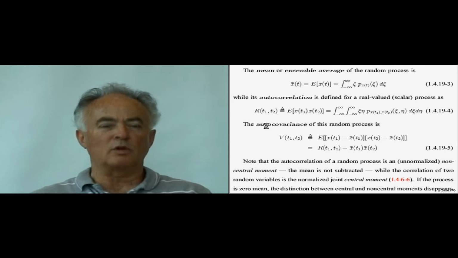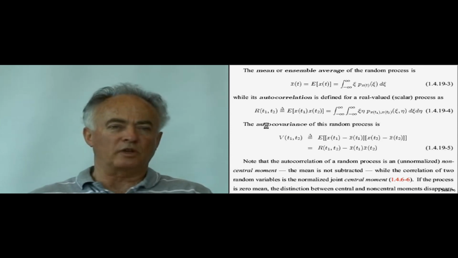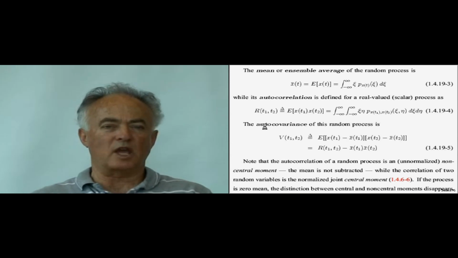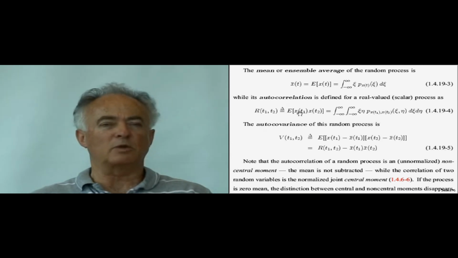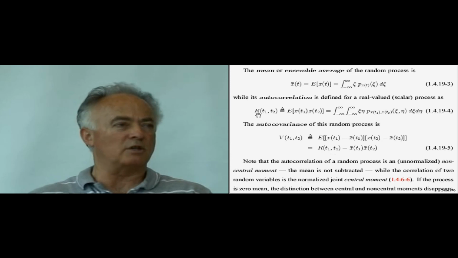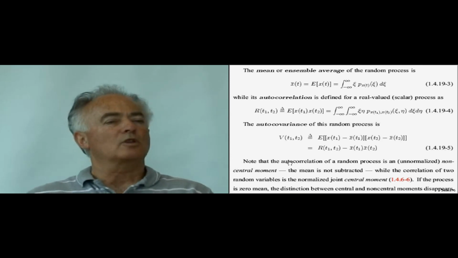That's why auto. Later we can see cross covariances between one process, say x of t, and another process z of t. So we have autocorrelation, non-central second moment, and autocovariance, central second moment, of a process with itself. When needed, we'll use subscripts here. Right now there's no need.